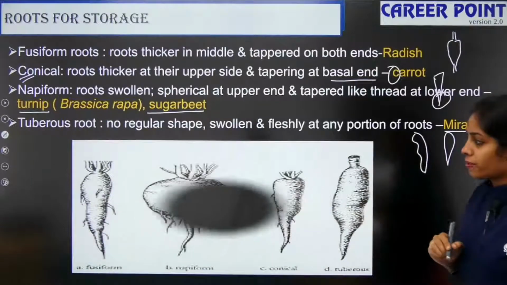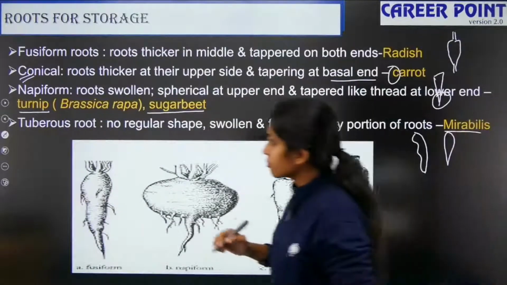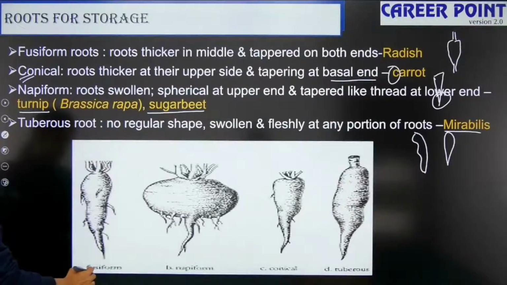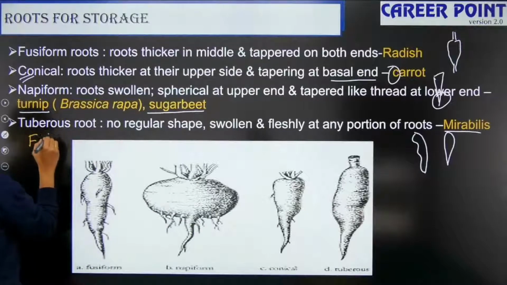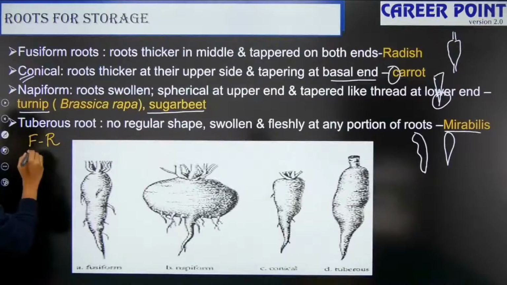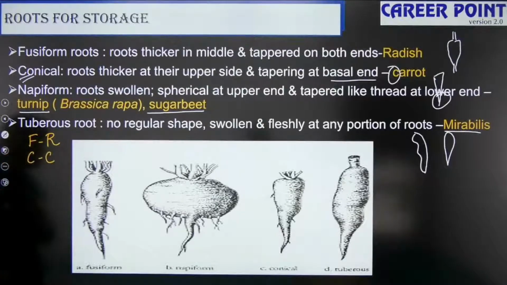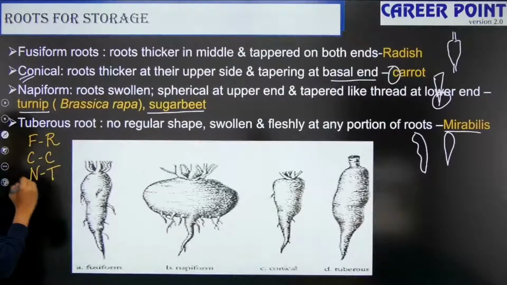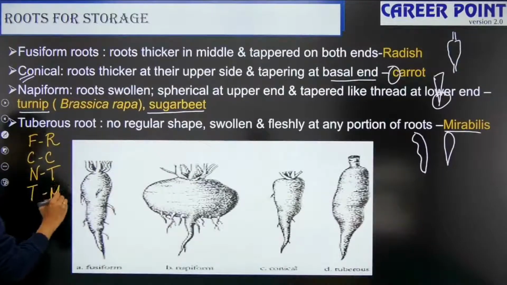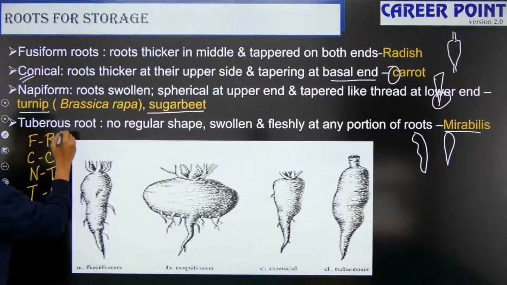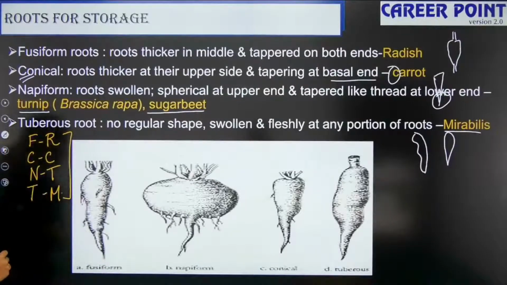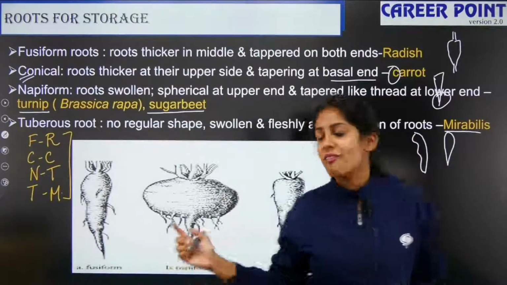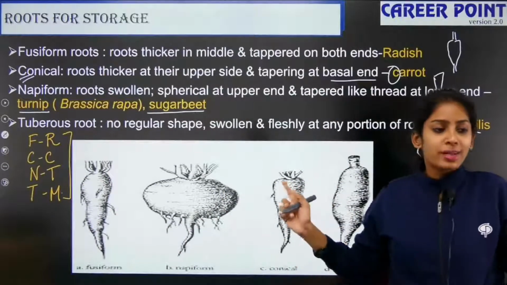I hope you remember this picture. Yes. So this is a very important picture. So questions come from this. So fusiform, radish. Okay. Conical, carrots. The third one, napiform, turnip. Then tuberous, mirabilis. Okay, so please remember the 4 types along with the examples. So these are the 4 examples that you already know. So we have eaten all of these, right? So please remember the same.